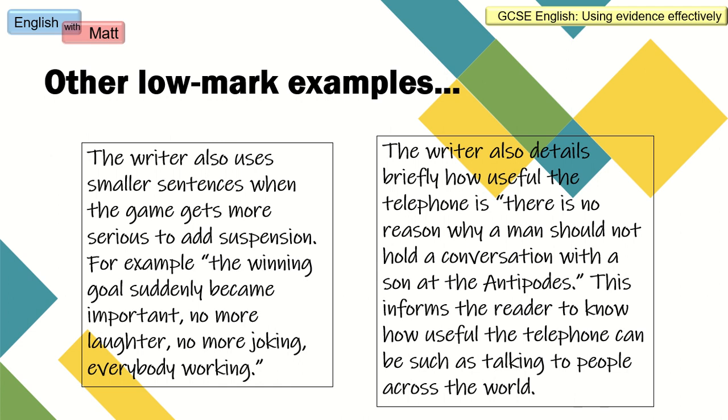On the right-hand side, the writer also details briefly how useful the telephone is. There is no reason why a man should not hold a conversation with a son of the Antipodes. This informs the reader to know how useful the telephone can be, such as talking to people across the world. So what they've done there is they've basically just repeated the quote in their own words. They're not analysing the quote or looking at words inside the quote.